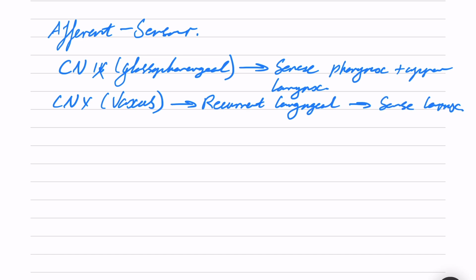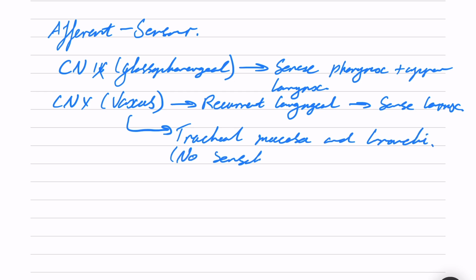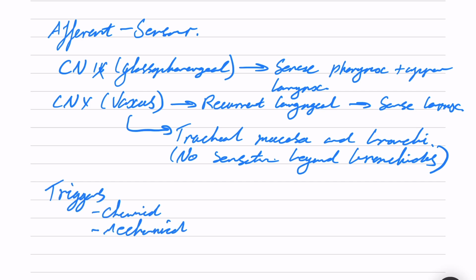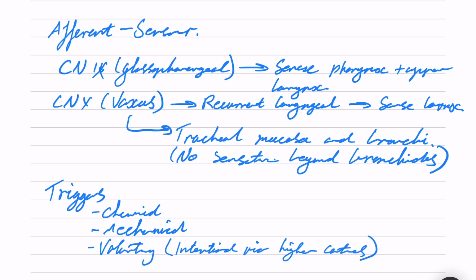branch of the vagus nerve, which creates sensation and motor to the larynx. And it also provides sensation to the tracheal mucosa and bronchi. But at this point, it's worth noting that there's no sensation beyond the bronchioles. Here I like to also mention some triggers: chemical, mechanical, and it can also be voluntary as well. So higher centers can, you can think about coughing and then produce a cough if you wanted to.